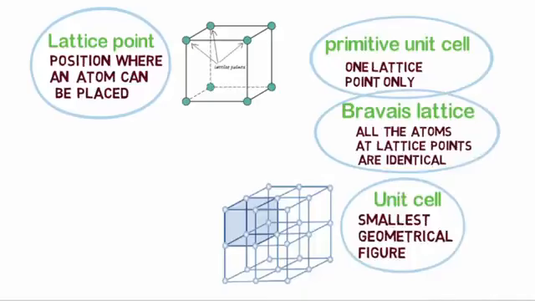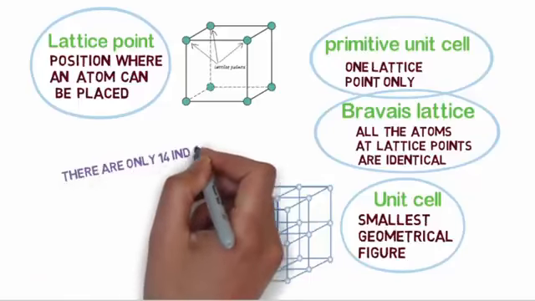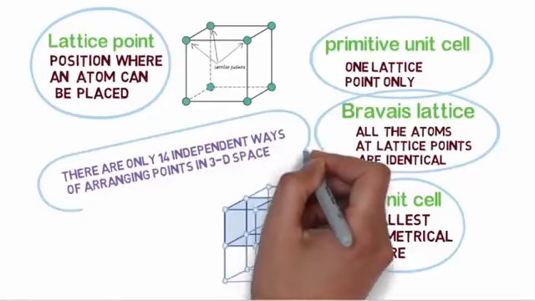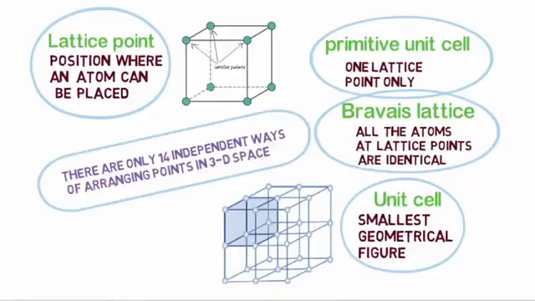When you arrange lattice points in a three-dimensional space, then you can find there are only 14 independent ways of arranging points in 3D space. These 14 Bravais lattices belong to 7 crystal systems, which we are going to talk about next.